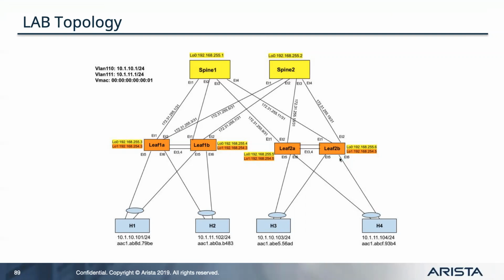So now, as soon as this guy sends the packet, leaf 2B or 2A, anywhere, it will learn the MAC and ARP, local MAC and ARP of H4. So first of all, it will learn the local MAC and ARP. Based on that, it will generate a type 2 route and advertise it to all the peers through spines. It will advertise to the spine and the spine will advertise the type 2 routes to all the VTEPs. So let's check that.